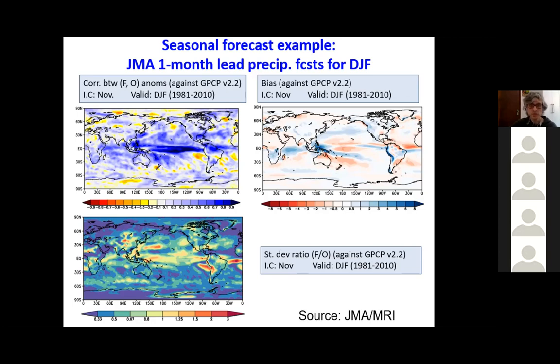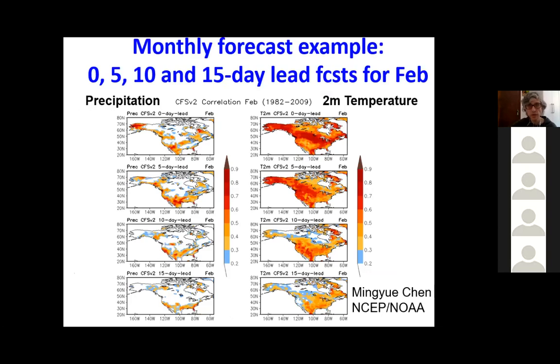Another example here, in that case looking at the monthly time scale, at a few different lead times, 0, 5, 10, or 15 day lead times going from top to bottom, on the left for precipitation and on the right for 2 meter temperature of the NCEP NOAA model. As you can see, you can start to have an idea about how the quality of the forecast in terms of association degrades as we go further in terms of lead time, from the forecast starting time to the forecast target period. As you go for longer lead times, the quality of the association measure goes down for both variables.